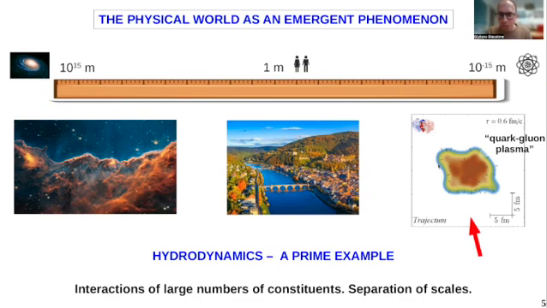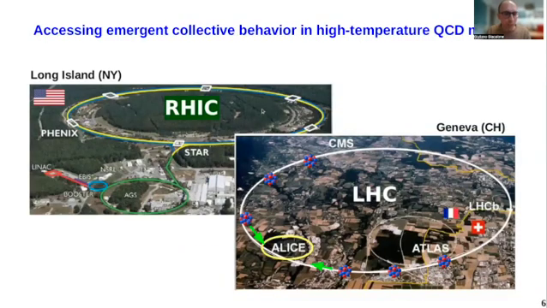To do this, you need colliders, very big colliders. The most efficient way to reproduce this state of high temperature QCD matter is by smashing nuclei at the highest possible energies. There's the Relativistic Heavy Ion Collider on Long Island in New York, which has done this for 20 years and is dedicated to doing this. And then 10 years later the Large Hadron Collider started, which does this about a month a year.